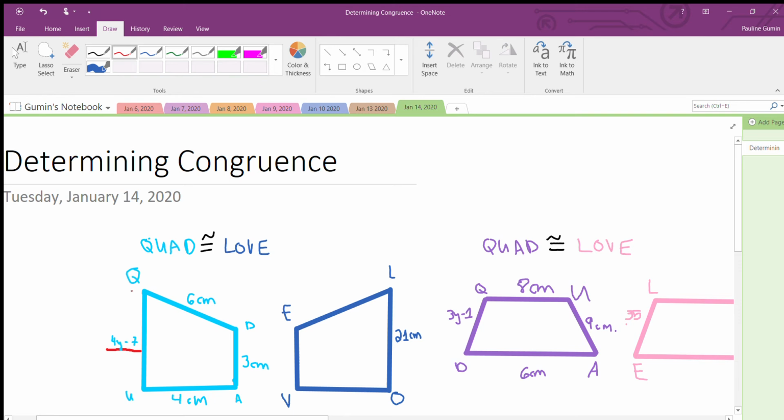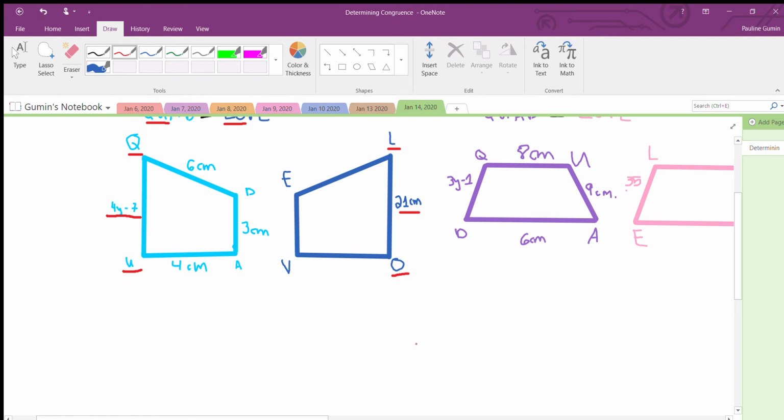Now 4y minus 7, as you can see, resides between Q and U, which are the first two letters of this quadrilateral. The first two letters of the congruent one is LO. So our value must be between L and O, which is 21. So I'm going to take 4y minus 7 and set it equal to 21. Those sides are congruent. They have the same value.